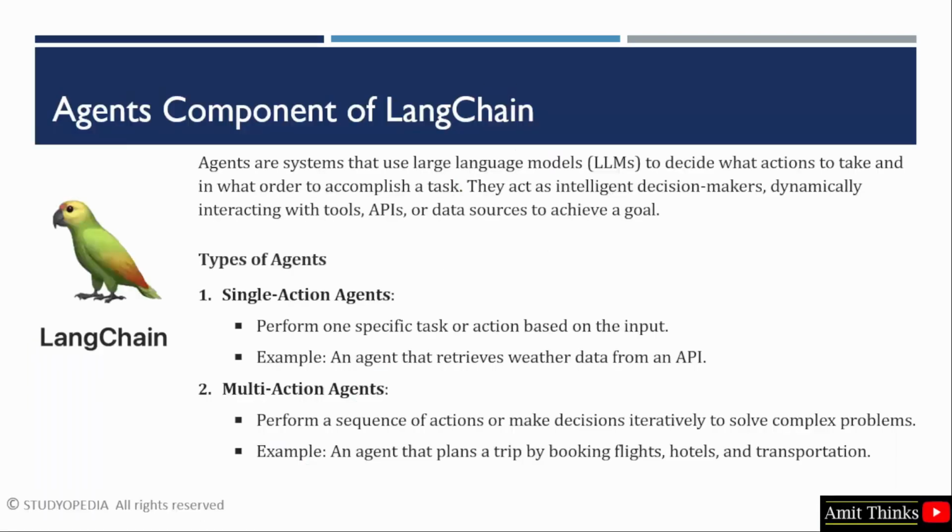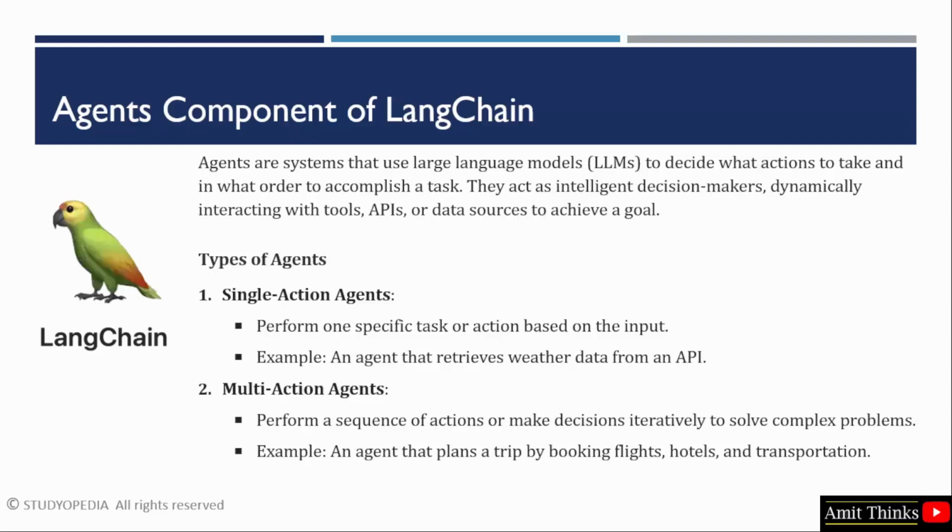Agents are AI-powered systems that use LLMs to decide which actions to take. They act as intelligent decision makers that dynamically interact with tools, APIs or data sources to achieve a goal. Here are the two types of agents, single action and multiple action. The single action agent performs one specific task or action based on the input, like an agent that retrieves weather data from an API.